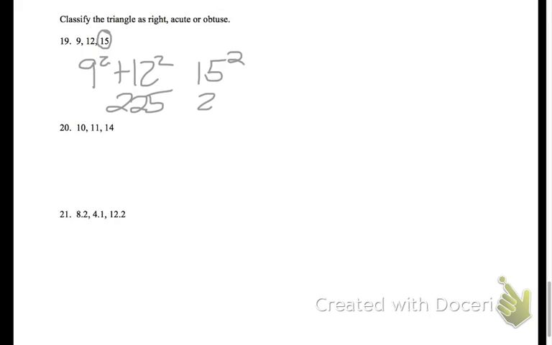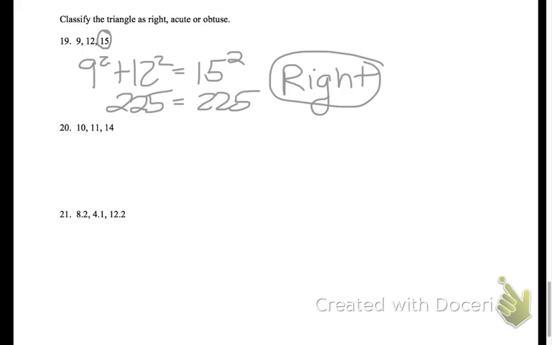Okay, classifying these triangles as right, acute, or obtuse has to do with identifying the longest side and seeing, with the squares of the two shorter sides added together, how does that compare to the square of the longer side? And in this case, we're going to square 9 and add it to 12 squared and compare it to 15 squared. And we get 225 on the left, we get 225 on the right. If these are equal, that tells us that these are the side lengths of a right triangle, because a squared plus b squared equals c squared.